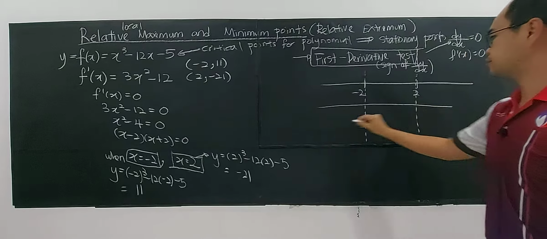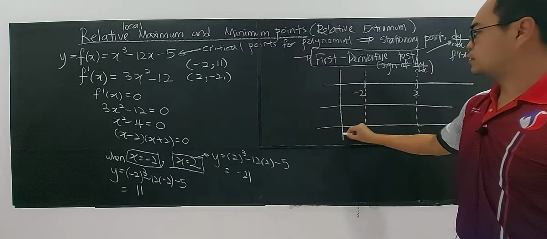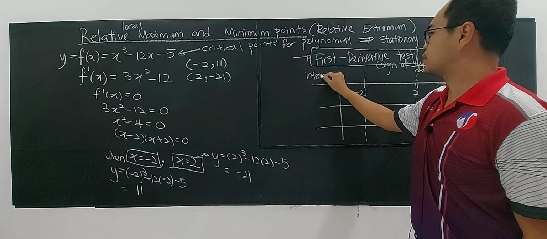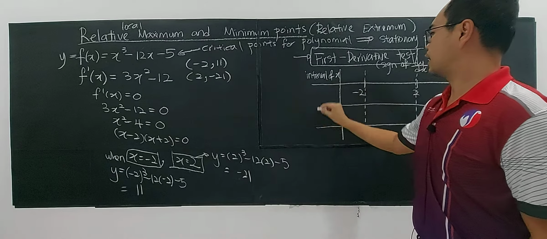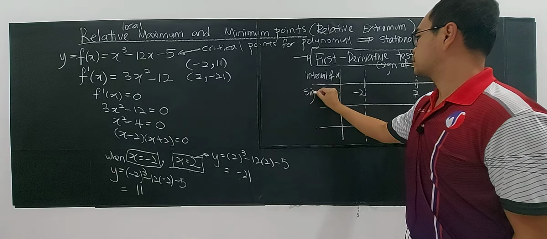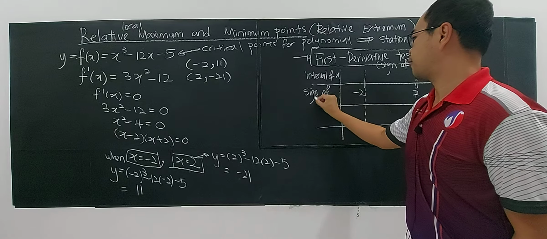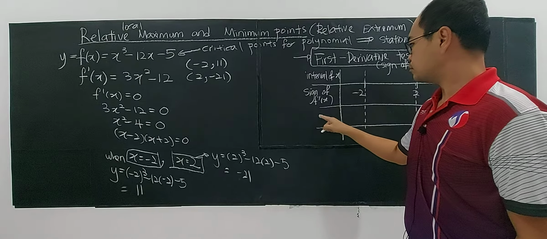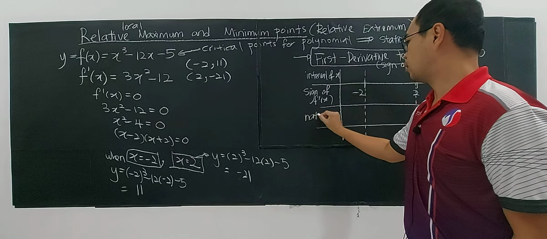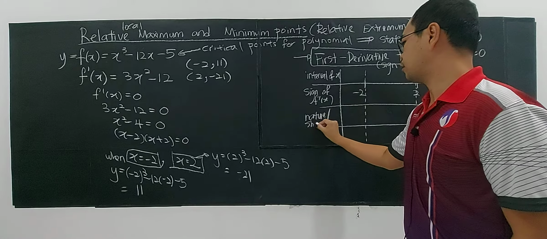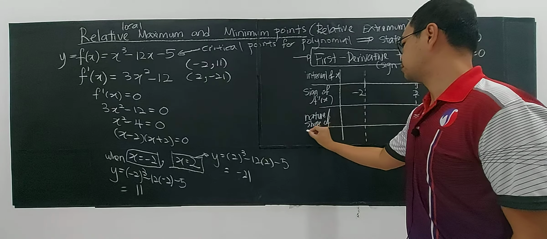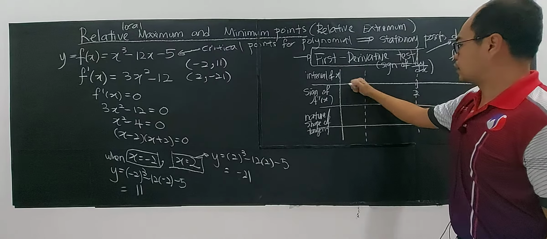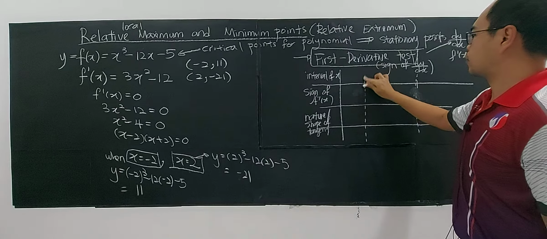I'm going to build the table. This is your interval of x, and this is the sign of f'(x), positive or negative. That's the meaning of sign. And then the nature, or the shape of the graph, the shape of the tangent. So now we just need three rows, so you can make a conclusion later.